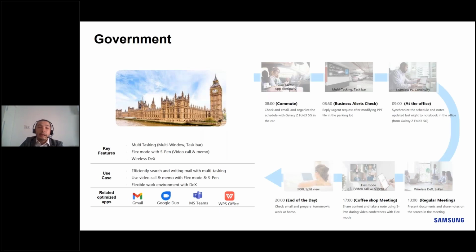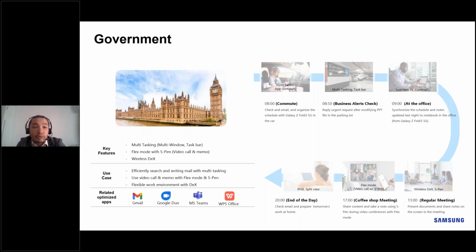So now we would like to share how foldable devices are being used in different industries in enterprise or B2B. So first one would be for government. Whether users are in office or in transit, use the fold or flip device to efficiently search and write emails using multitasking capability of the devices.